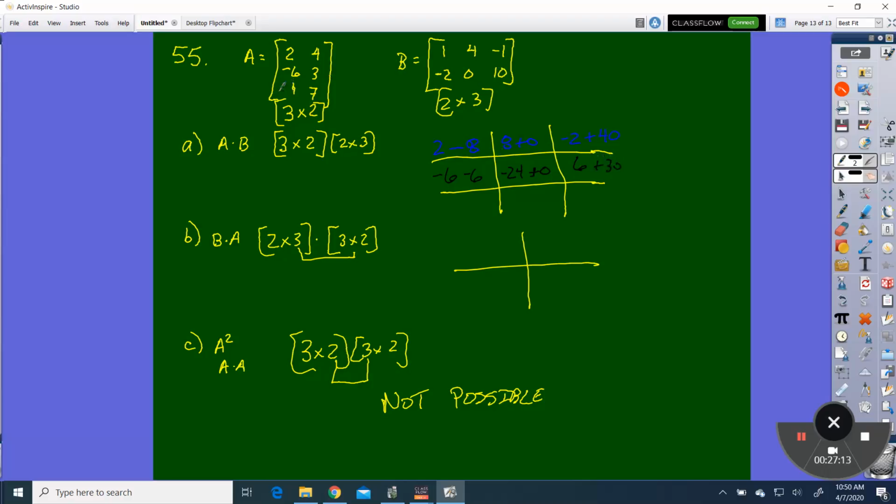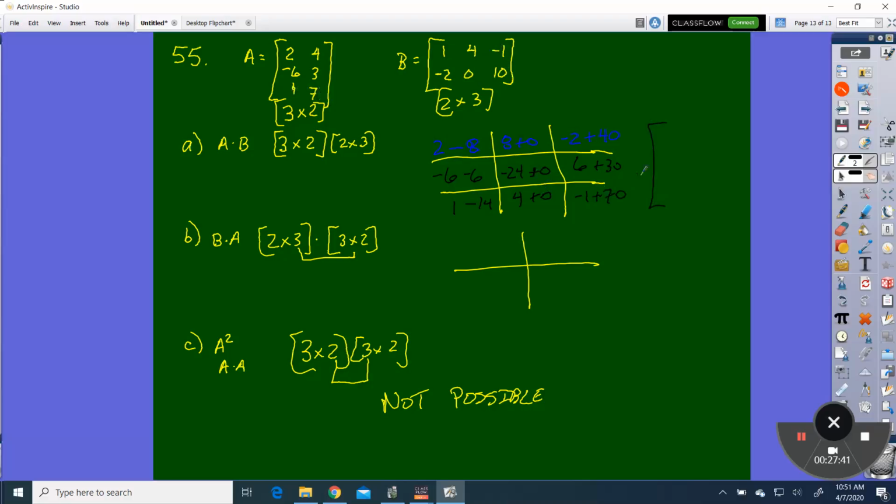Now I moved on to the third row. See how down here I'm on my third row? First column, second column, third column. So third row, and then each column. So 1 times 1 is 1. 7 times negative 2 is negative 14. 1 times 4 is 4. 7 times 0 is 0. 1 times negative 1 is negative 1. 7 times 10 is 70.